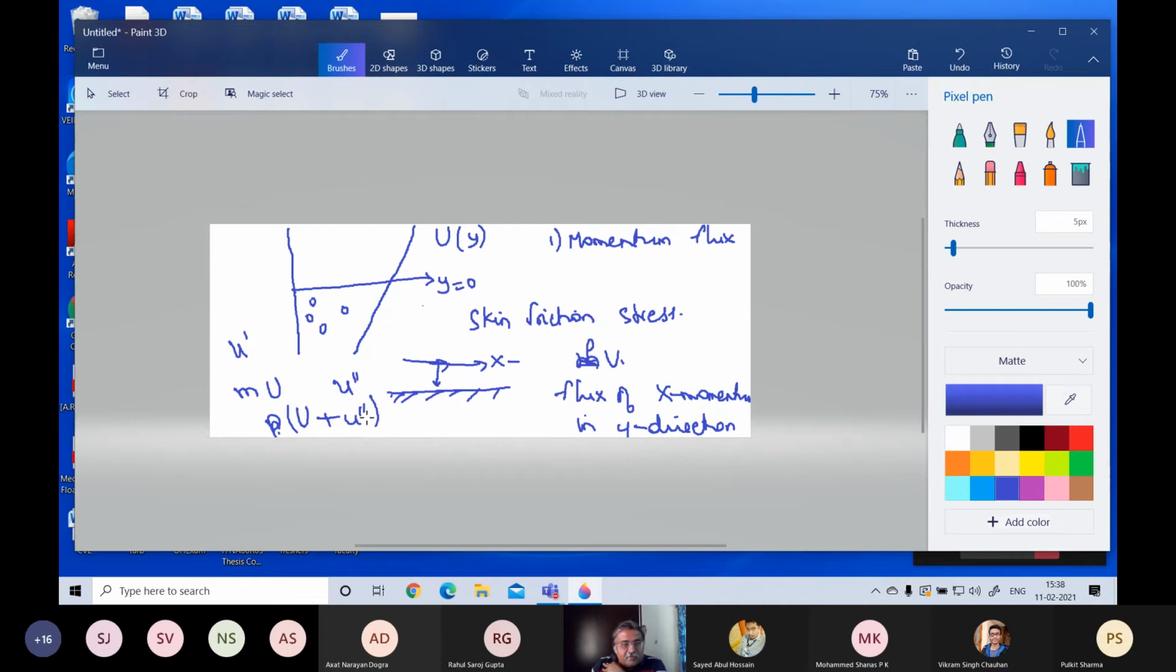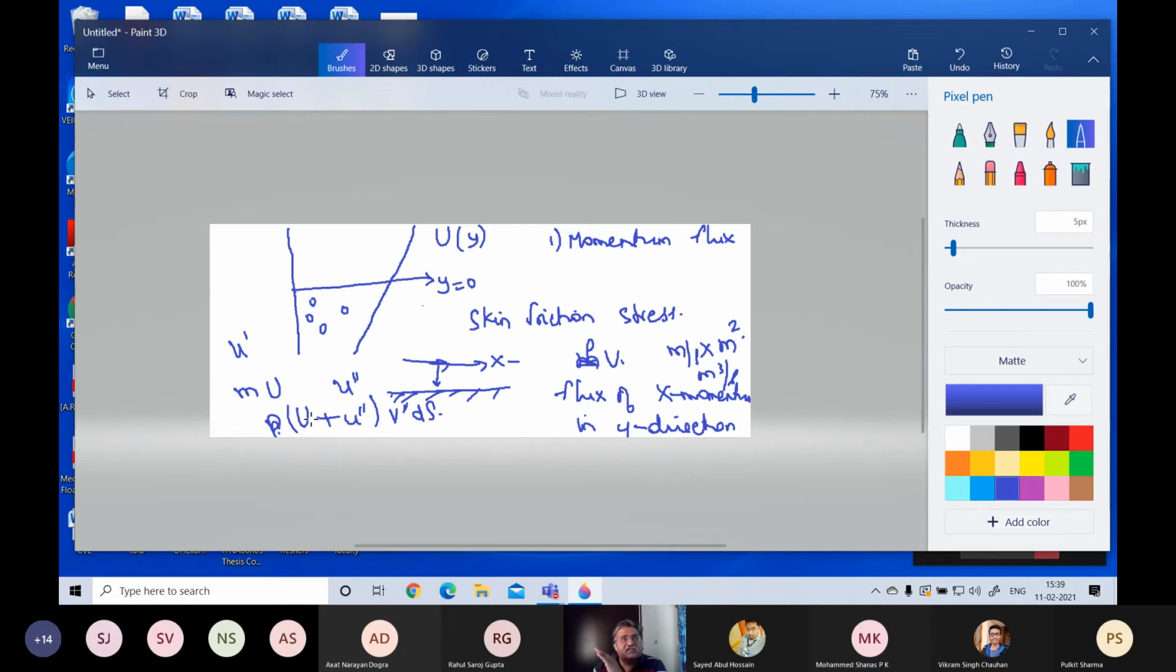So the momentum flux in the y direction will be v double prime into dS. V is meter per second, S is meter squared, so meter cube per second. This is the volume flux in this direction. So x momentum into volume flux in this direction will give you the momentum flux, the x momentum flux in the y direction.